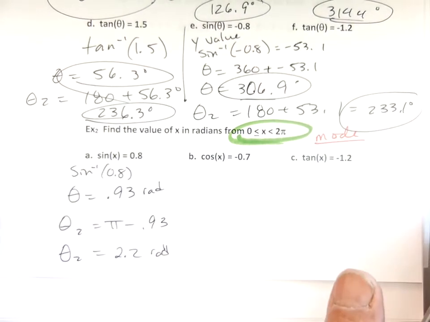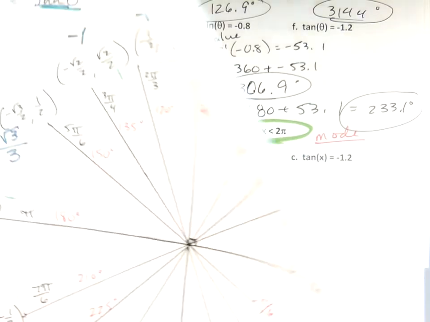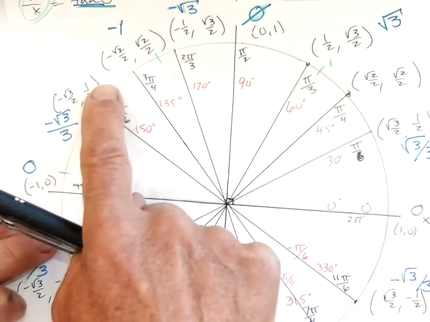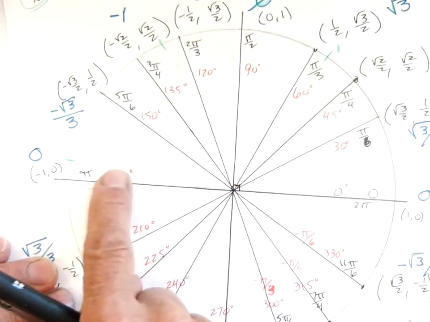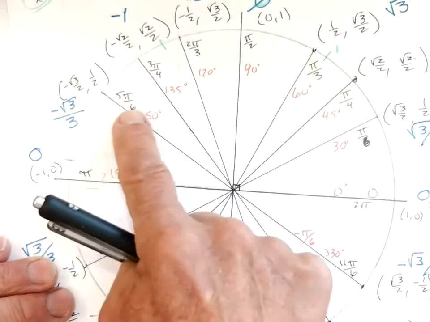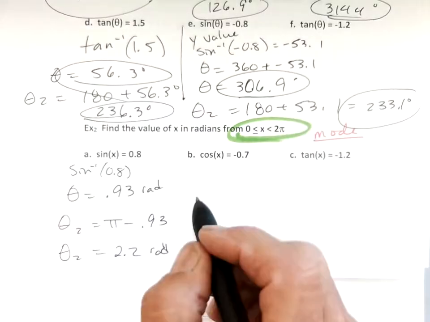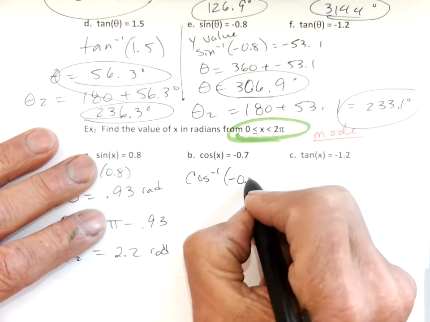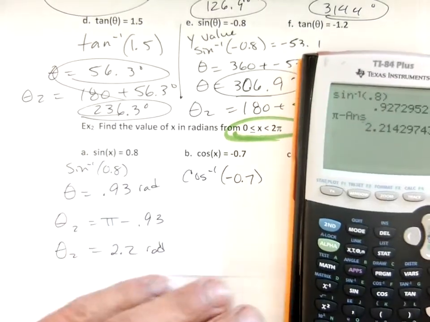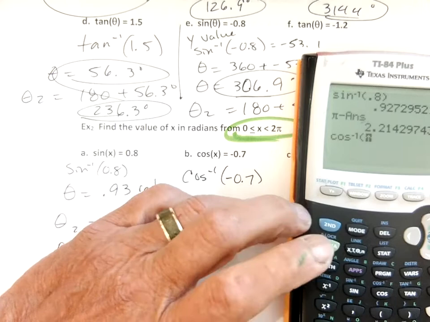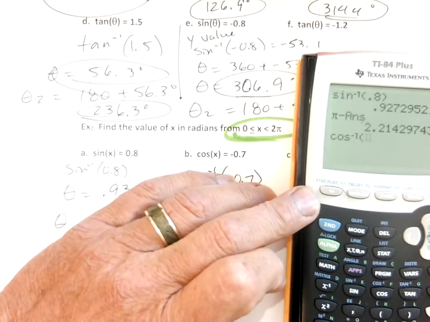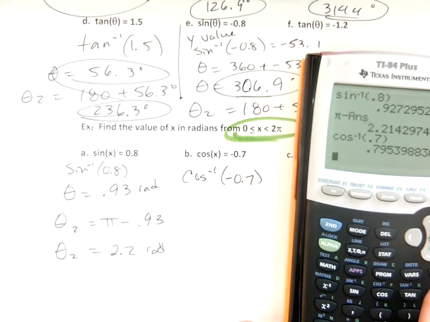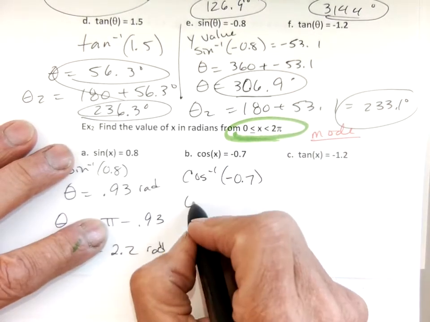Okay, now cosine. Cosine's the next value, right? It's going to be over here. Negative 0.7, so I'm going to have an angle here and an angle here, right? So let's figure out what this angle is here, okay? So I'll go cosine inverse of 0.7. Again, my calculator. And I get an answer about, well, I'll just round it to 0.8.